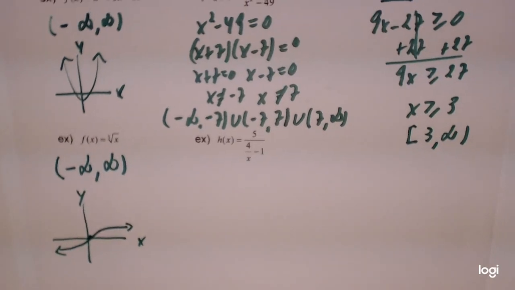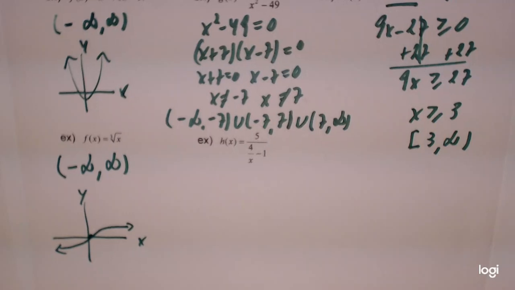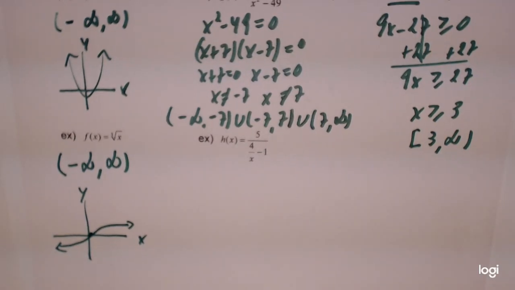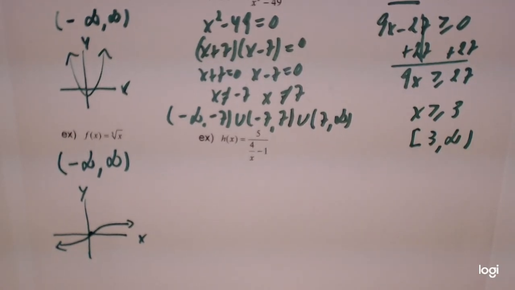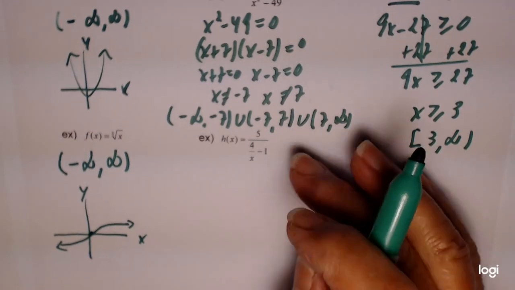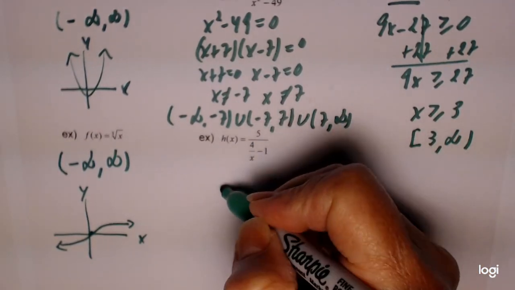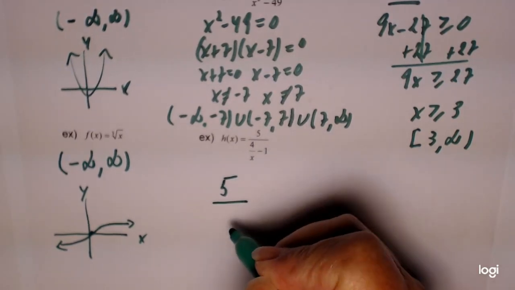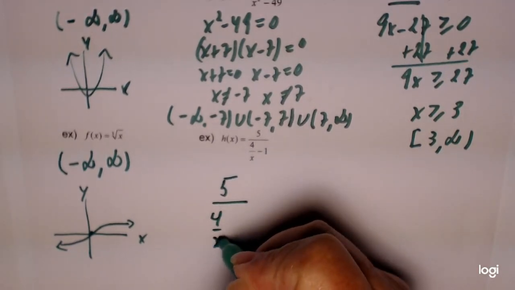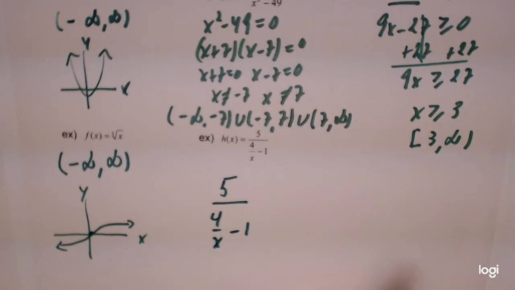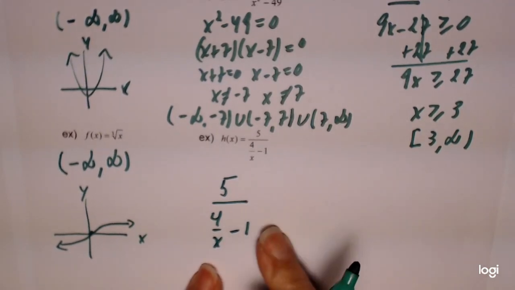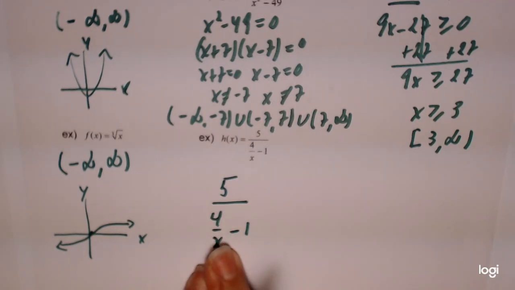Last example here is a fraction. And not only is it a fraction, but heaven help us, it's a complex fraction. So we have the numerator of 5. Let me write this again here. So we have 5 in the numerator, and then math students' worst nightmare, in our denominator we have another fraction. So this is called a complex fraction.